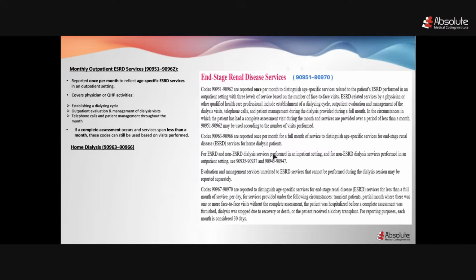Now let's talk about home dialysis services. These codes range from 90963 through 90966, and they are reported once per month for a full month of service. These are also distinguished by age-specific ESRD care for home dialysis patients.